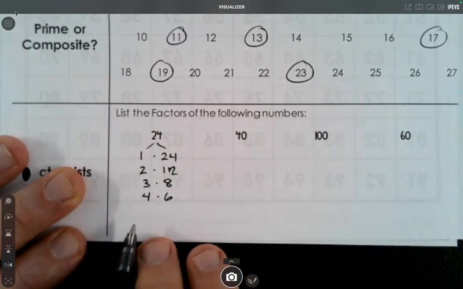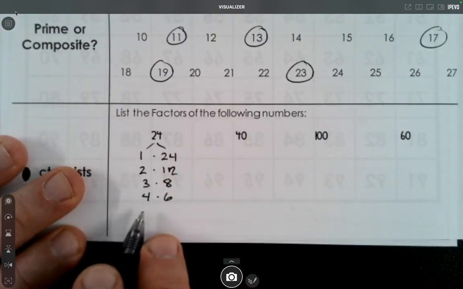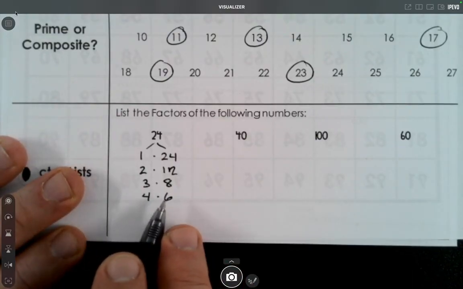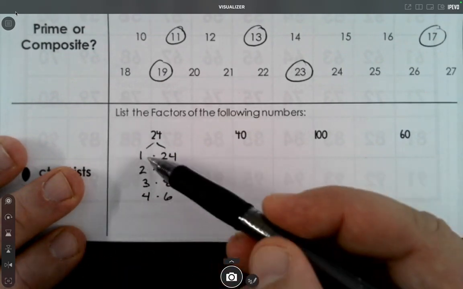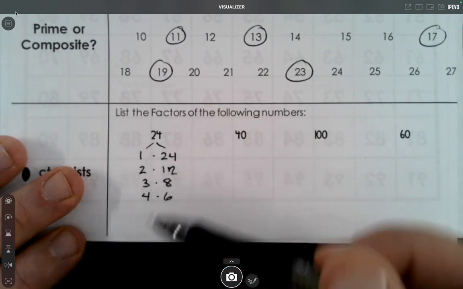But I can't use 5 because 5 doesn't go evenly into 24. 6 is a factor, but we've already used it. So we can stop right here because once you hit one that's on the right side, you're just going to loop back around and hit these same ones again.